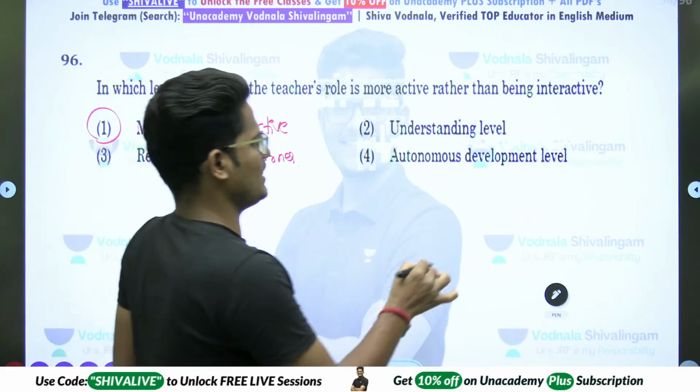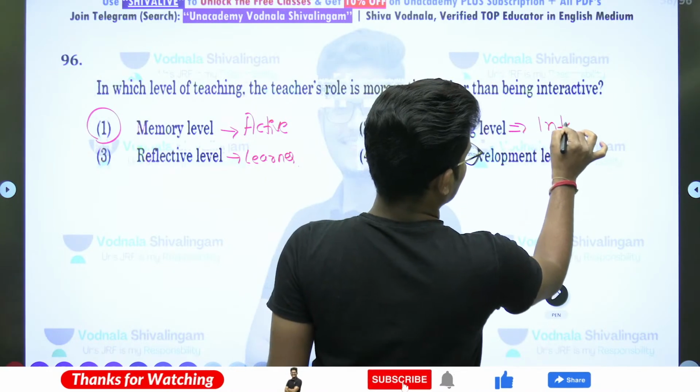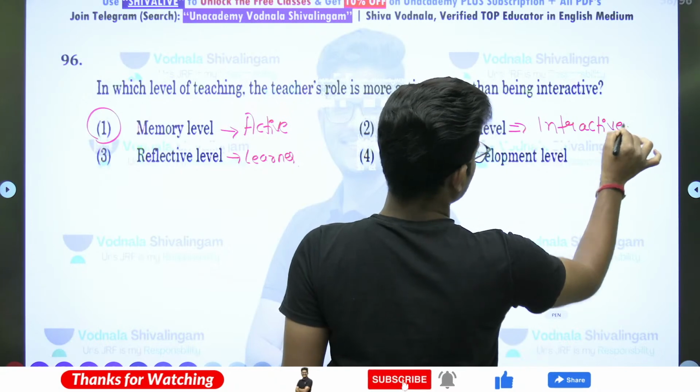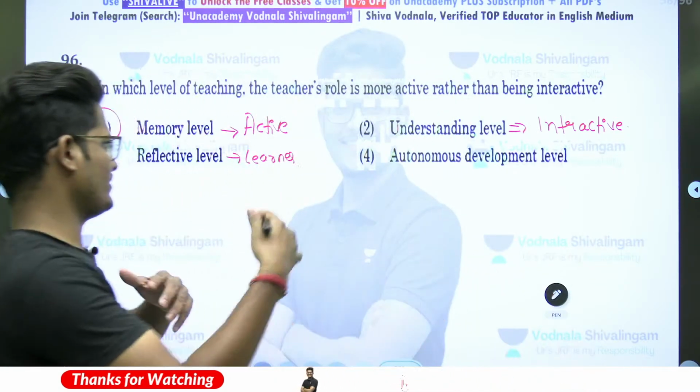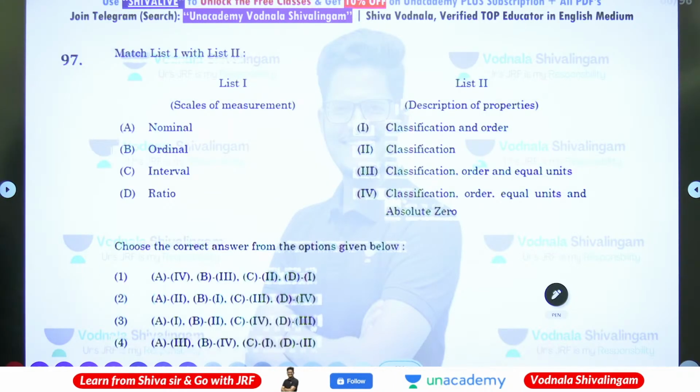Whereas in the understanding level, it will be interactive rather than active on one side. Interactive means the learner and teacher both have the same type of activeness. Both are engaged in the learning process.